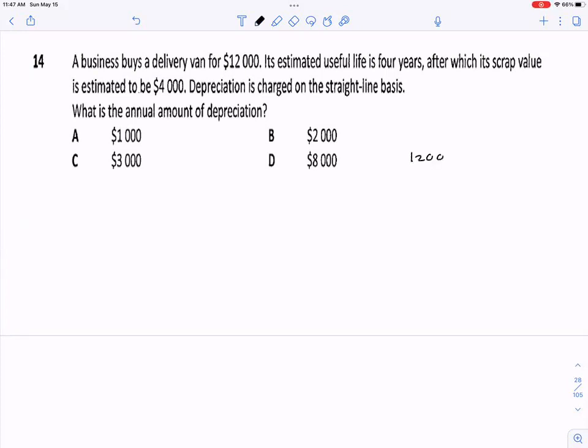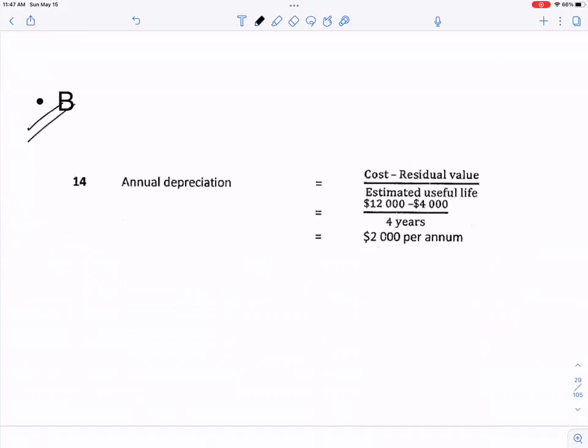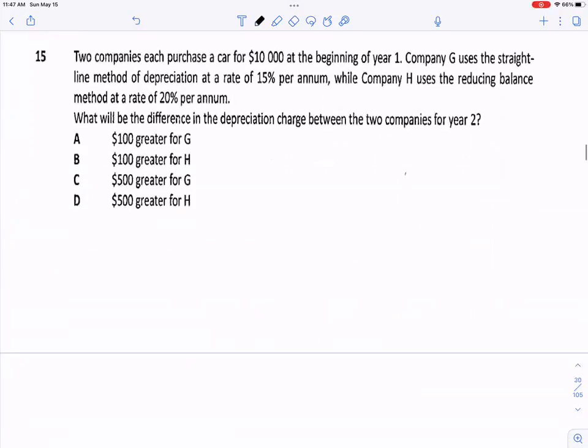What is the formula for depreciation? Miss, the cost minus the scrap value, divided by the number of years, the estimated useful life. So it is cost minus scrap divided by the estimated useful life. Annual depreciation will be 2,000. I hope this is clear. Go to the next one.